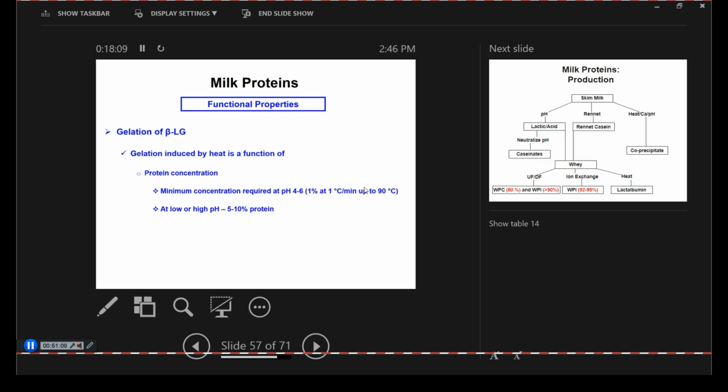Obviously, protein concentration is a factor that impacts gelation. Depending on pH, we can get to a gel point as low as 1% at low heating rate, whereas if we have high pH, or let's say neutral pH, pH 7 or pH 3, we really need higher protein concentration to form a gel. So we have more protein in near proximity of each other to form a gel, since you have charge.